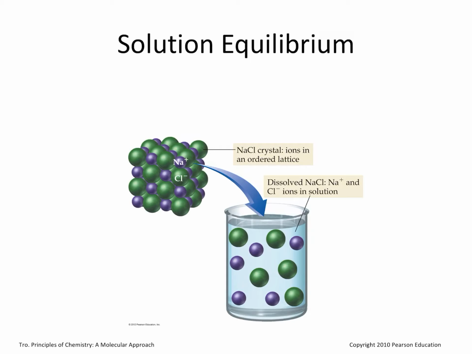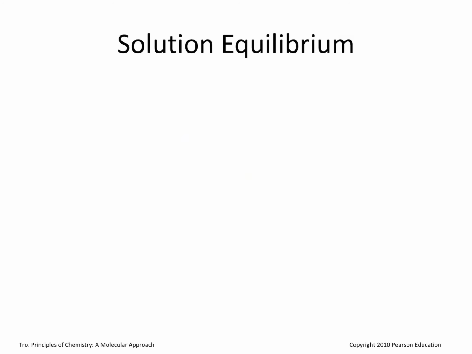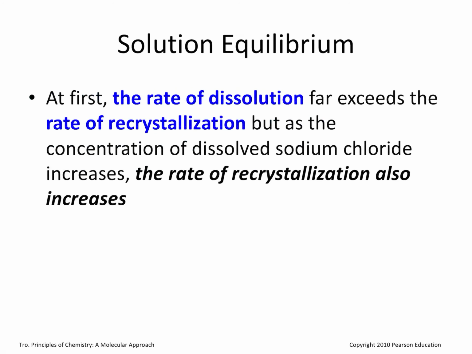So when sodium chloride is first added to water, sodium and chloride ions dissolve. As the solution becomes more concentrated, meaning it's not just water anymore, you added more salt, some of the sodium and the chloride ions recrystallize to form solid sodium chloride. So when the rate of dissolution equals the rate of recrystallizing, reforming the sodium chloride salt, we've reached dynamic equilibrium.